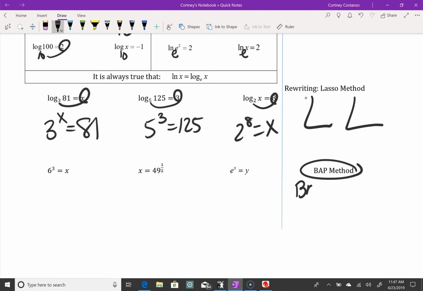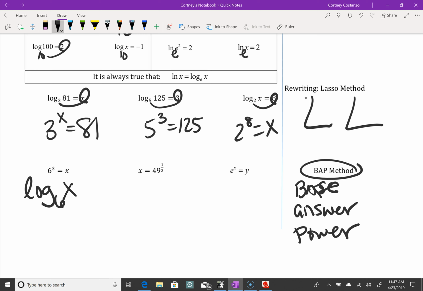So remember, BAP stands for base, answer, power. So if the inverse of a log is an exponential, then the inverse of an exponential is a log. So if I need to rewrite this exponential as a log, it has to have the word log in it. So if it starts as an exponential, it turns into a log with a base of 6, the answer is x, and it's equal to the power. So hence the BAP part.